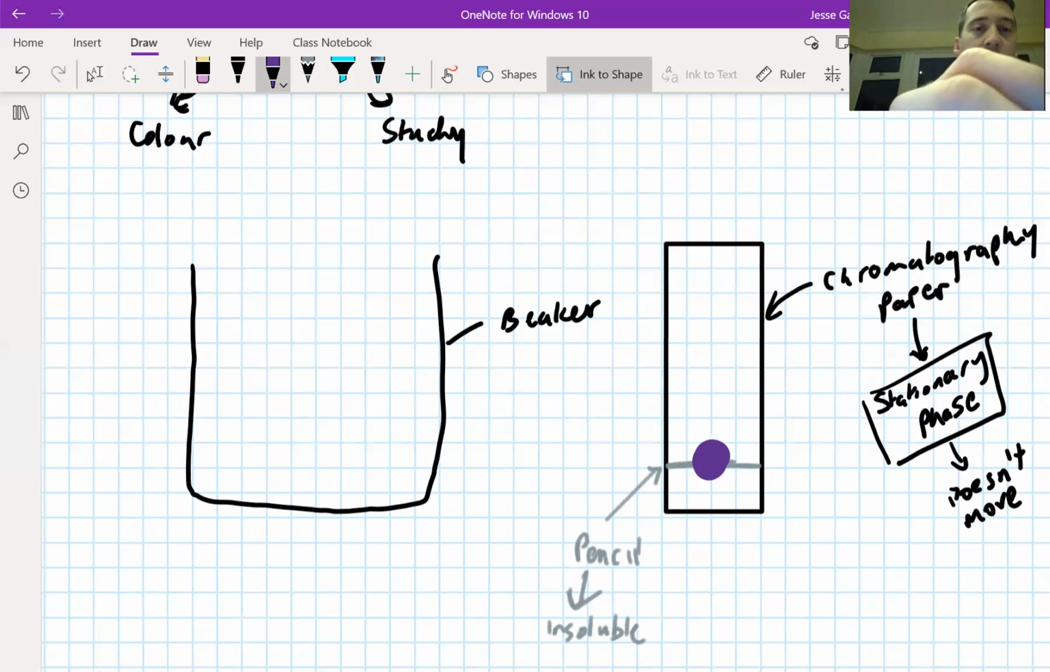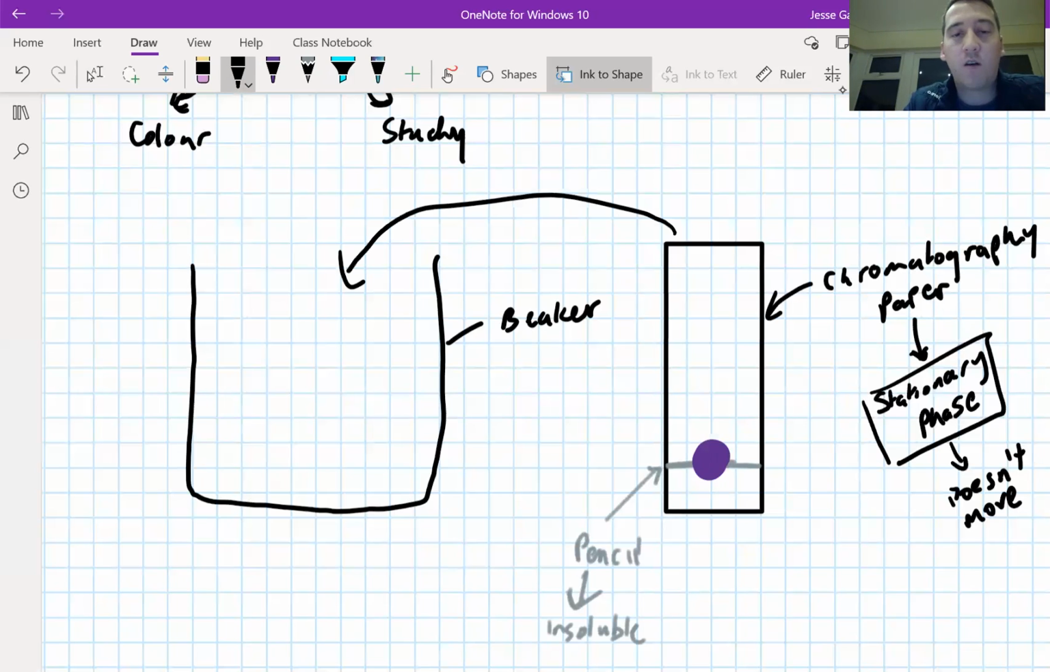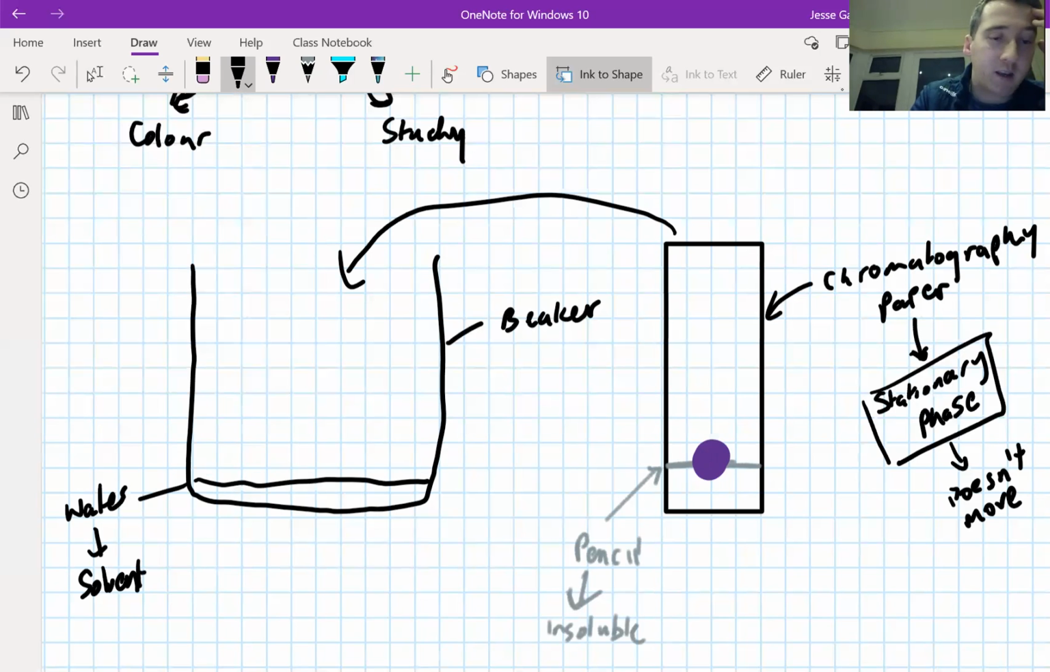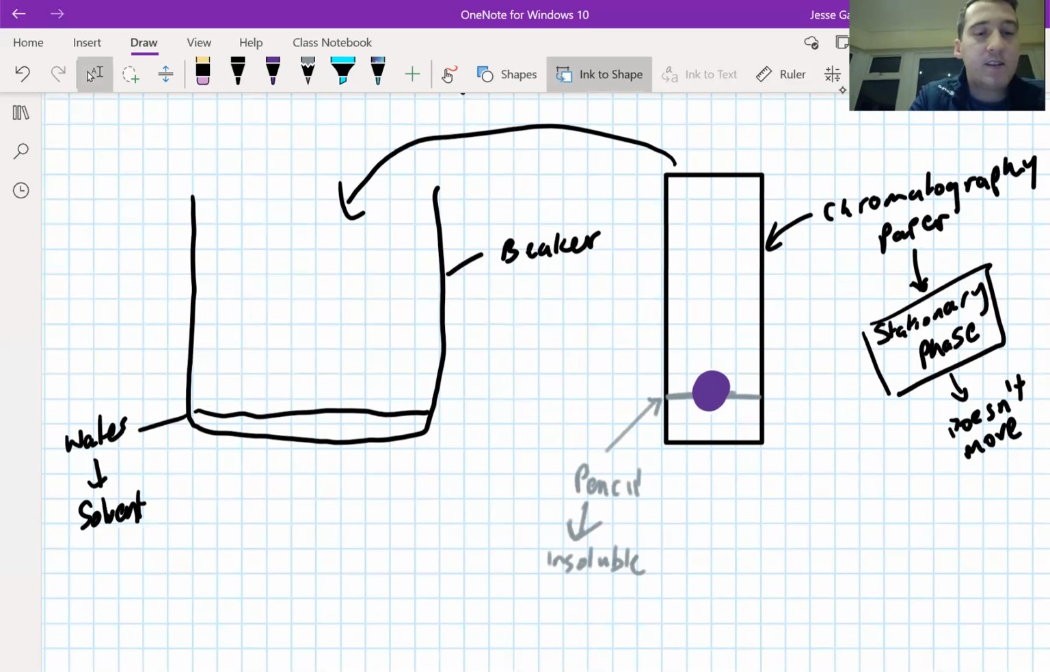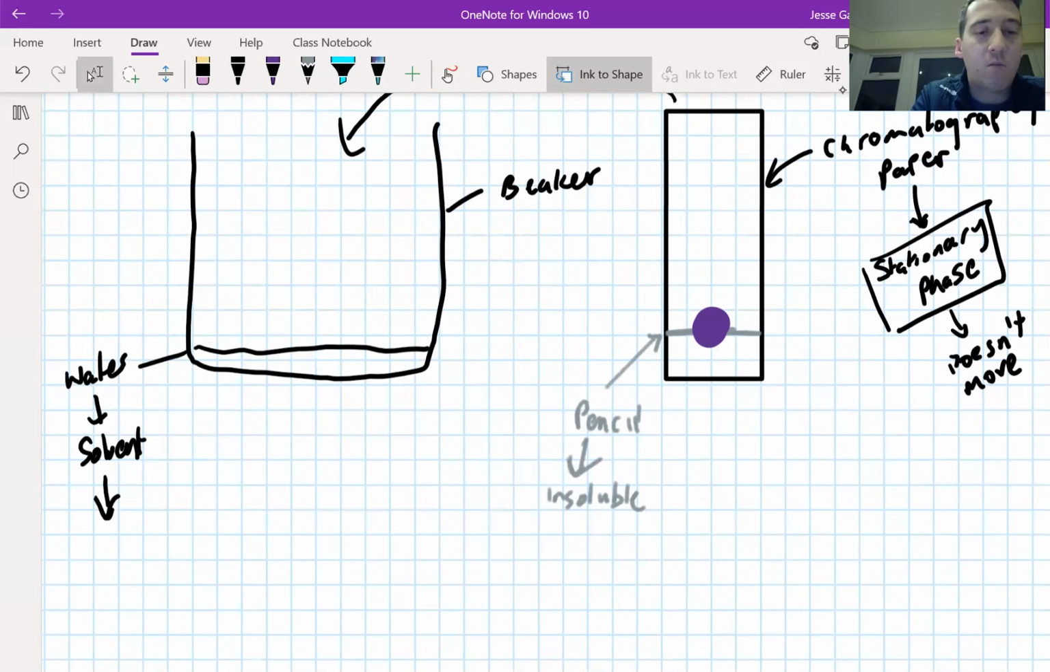What we would then do is put our chromatography paper into our beaker. And in our beaker, we would have some water. Water, in this case, is a solvent. It's going to act as a solvent to dissolve the purple ink. This is the second part of our chromatography experiment. The solvent is what we call our mobile phase.